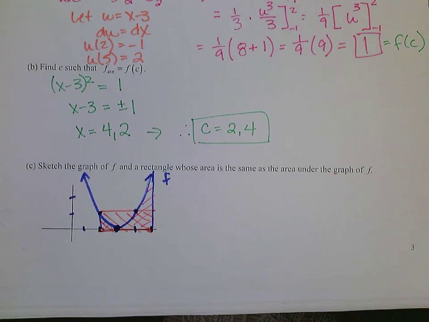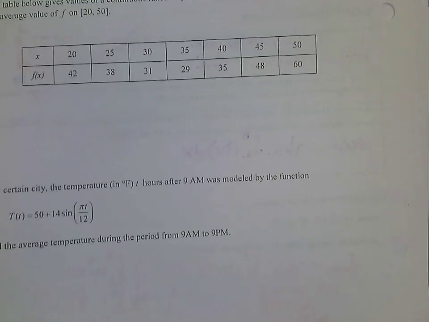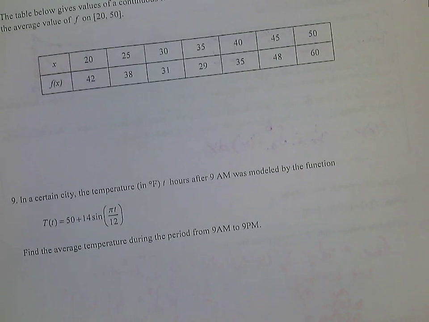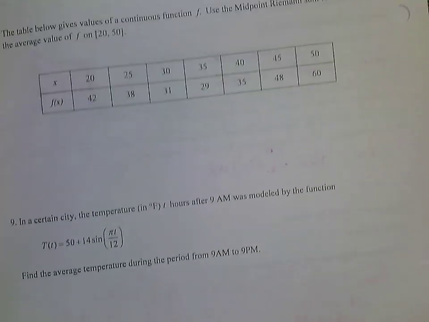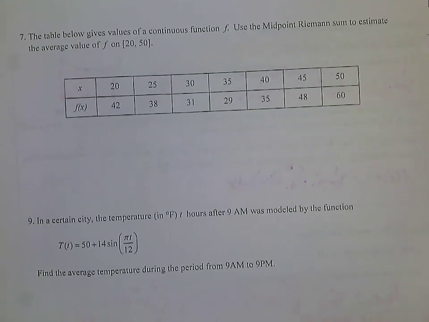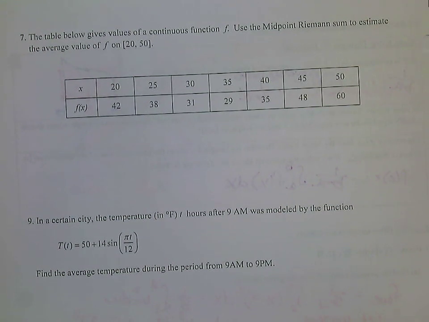All right, so while you guys are getting breakfast, I'd like for you to try this next example. Actually, go ahead and try the next two. You can use your calculators on these. So, by the way, it's number 7 because this is number 7 from the worksheet you guys got when I passed them out earlier. Number 7 gives you a table with values for a continuous function f. Use a midpoint Riemann sum to estimate the average value of f from 20 to 50. So you're going to have to approximate the definite integral by using a midpoint Riemann sum.